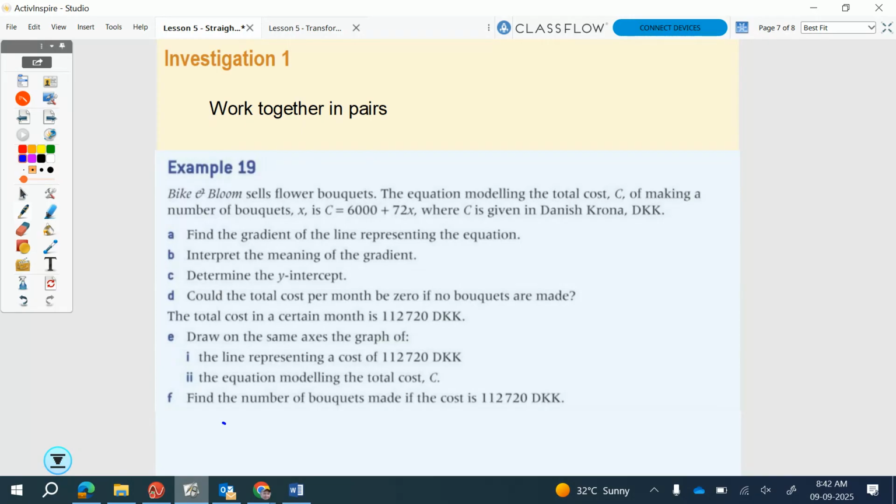Find the gradient of the line representing the equation. So the gradient is going to be m equals 72. That's pretty straightforward, that is. Interpret the meaning of the gradient.